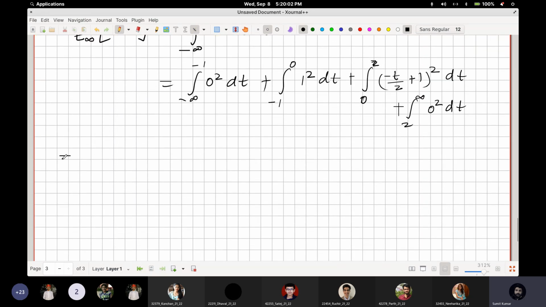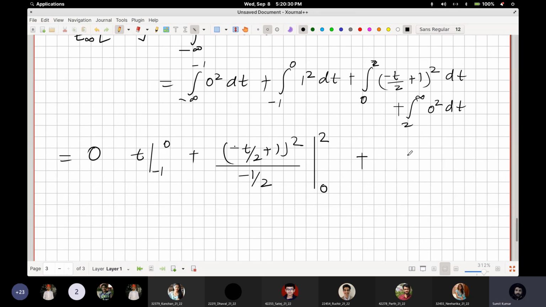So you can clearly see that this first part is zero. This part is one, so if you integrate one dt, you will have t, putting in minus one and zero. And in this part, what you will have is minus t/2 plus one whole cube divided by minus of half, right? So minus of half, and I will be putting here zero and two.